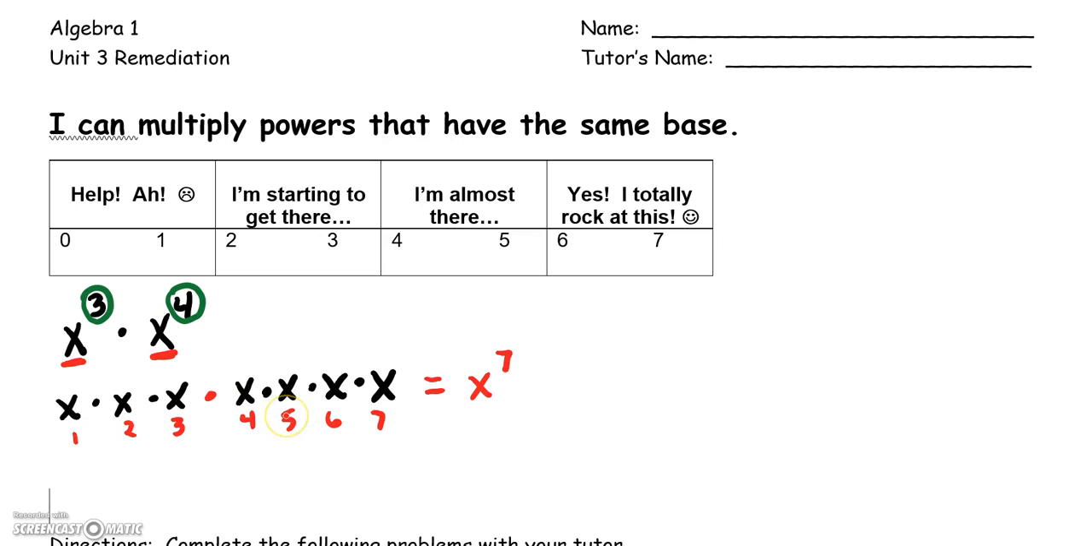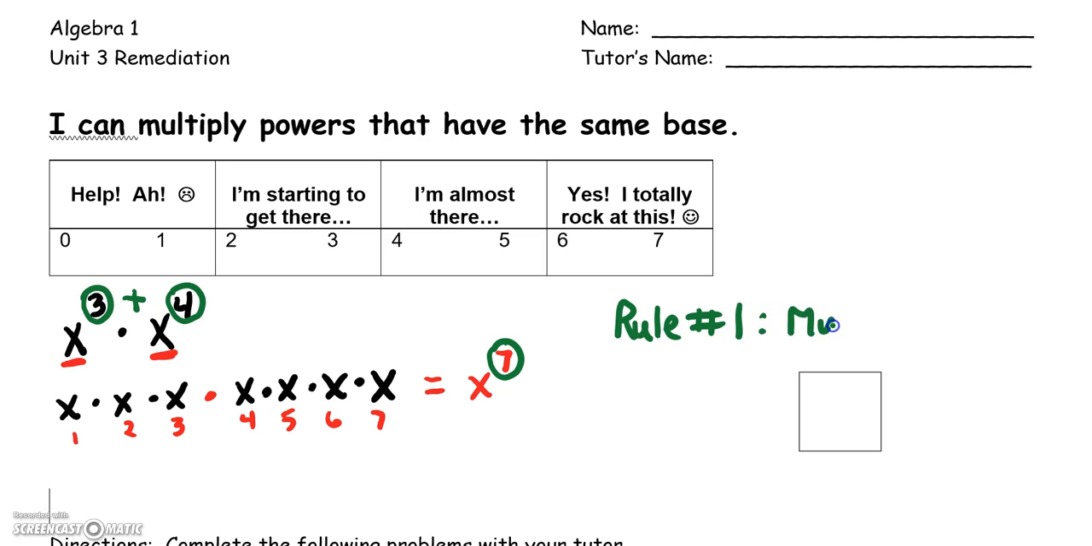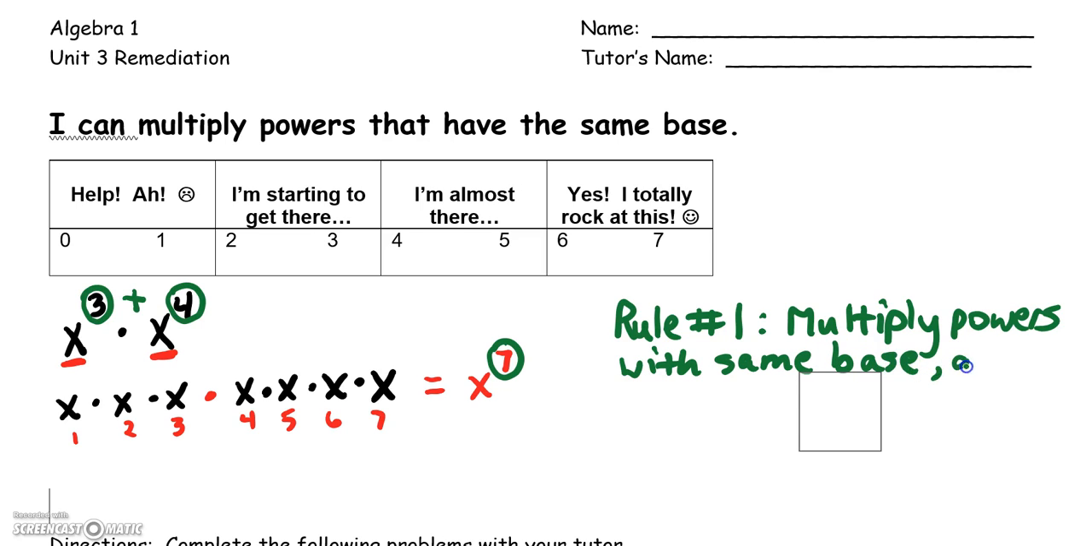Now we don't want to have to write out these products every single time in their expanded form. So instead, what we can notice is that with x to the third times x to the fourth, if we take the 3 and the 4 and add them together, we get x to the 7th. Notice 3 plus 4 is 7. So that's a nice little shortcut for us, and we'll call that rule number 1 of exponents. When we multiply powers with the same base, we will add the exponents.